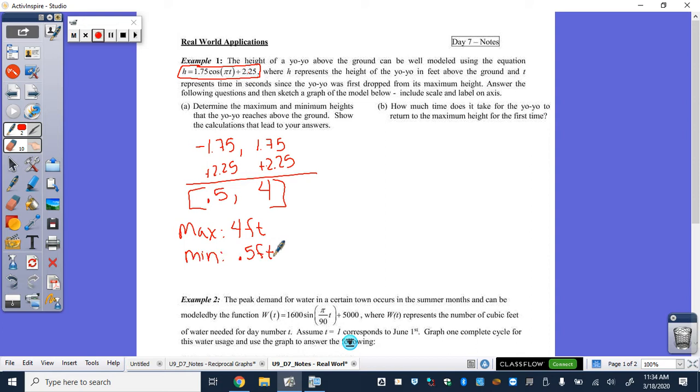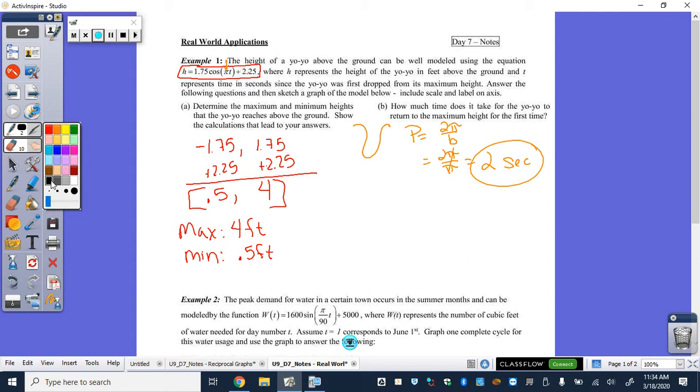Part B, how much time does it take for the yo-yo to return to the maximum height for the first time? So again, we're dealing with cosine. So we're looking for one complete cycle of the cosine curve, which means we are looking for our period, which again is the formula 2 pi over b. Our b is right there in front of our t, so our b is pi. Divide those, so that means we get 2, and our units would be seconds. So it takes 2 seconds for the yo-yo to go down and then back up again.